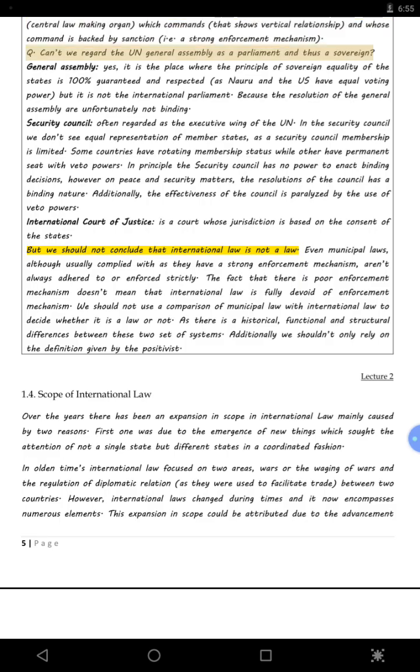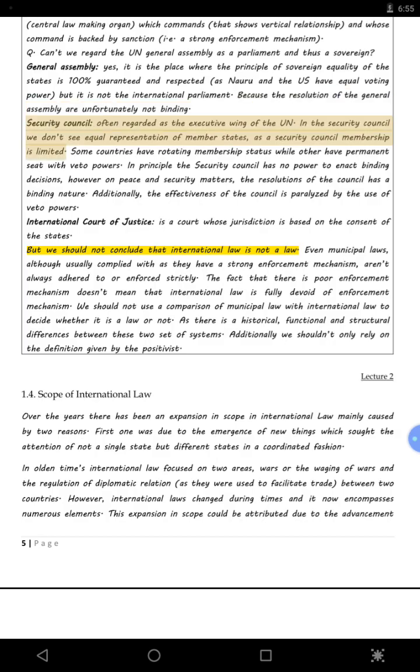Q. Can't we regard the UN General Assembly as a parliament and thus a sovereign? General Assembly, yes, it is the place where the principle of sovereign equality of the states is 100% guaranteed and respected, as Nauru and the US have equal voting power, but it is not the international parliament, because the resolutions of the General Assembly are unfortunately not binding.